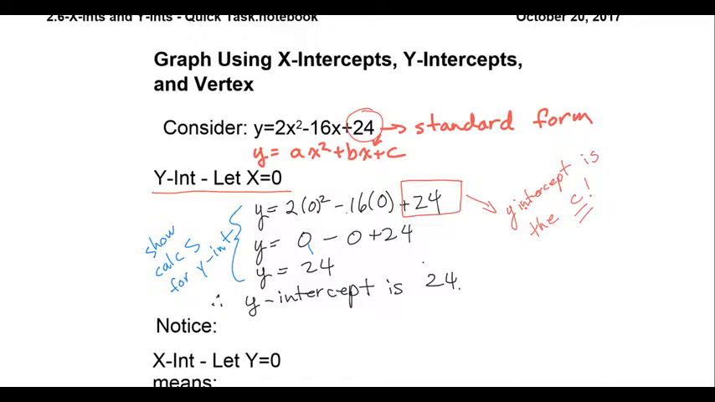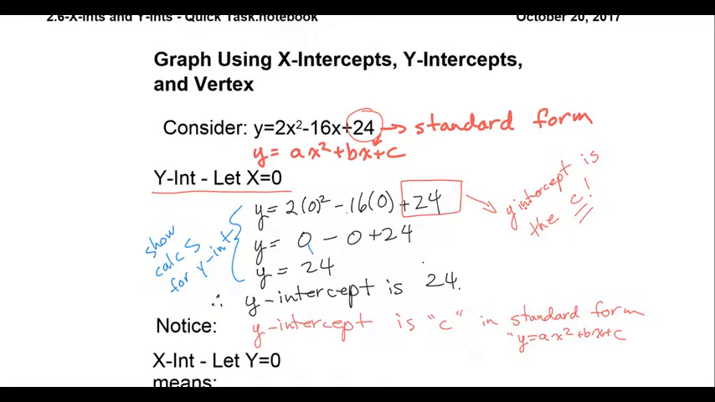This was intended to show you that the y-intercept is the c value in the standard form, y is equal to ax squared plus bx plus c.